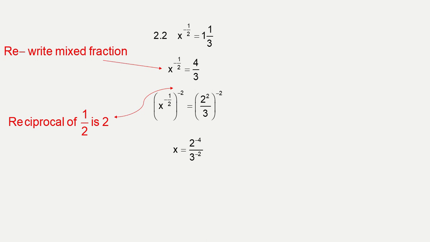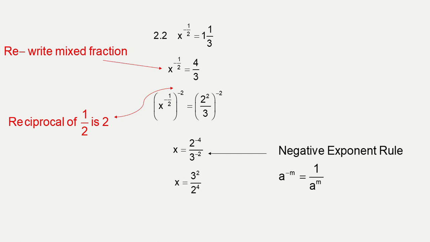And then you must do the same on the right hand side. So if you simplify, you have 2 exponent minus 4 over 3 exponent minus 2. Now, you can apply the negative exponent rule, which means the 2 exponent minus 4 will go to the denominator to have a positive exponent. And then you take the 3 exponent minus 2 to the numerator to have a positive exponent. And then your final answer will be 9 over 16.